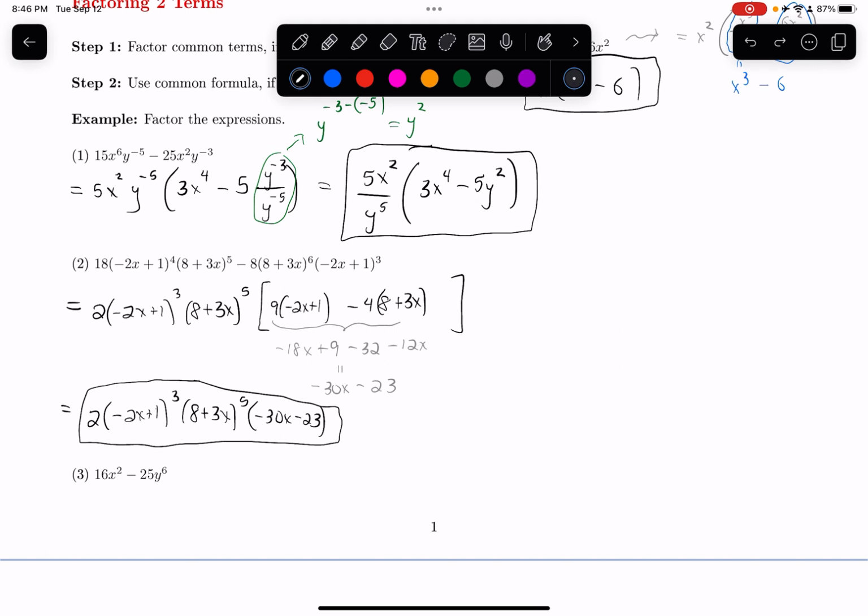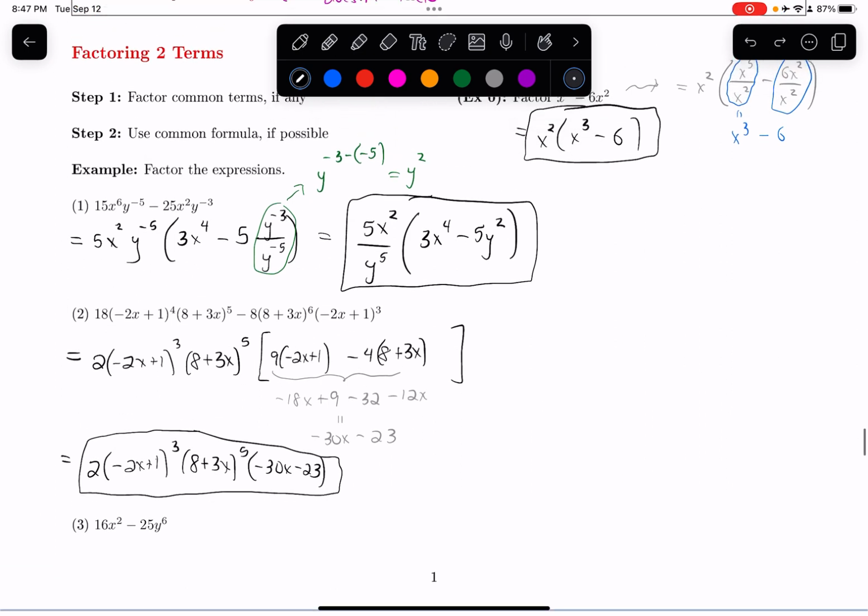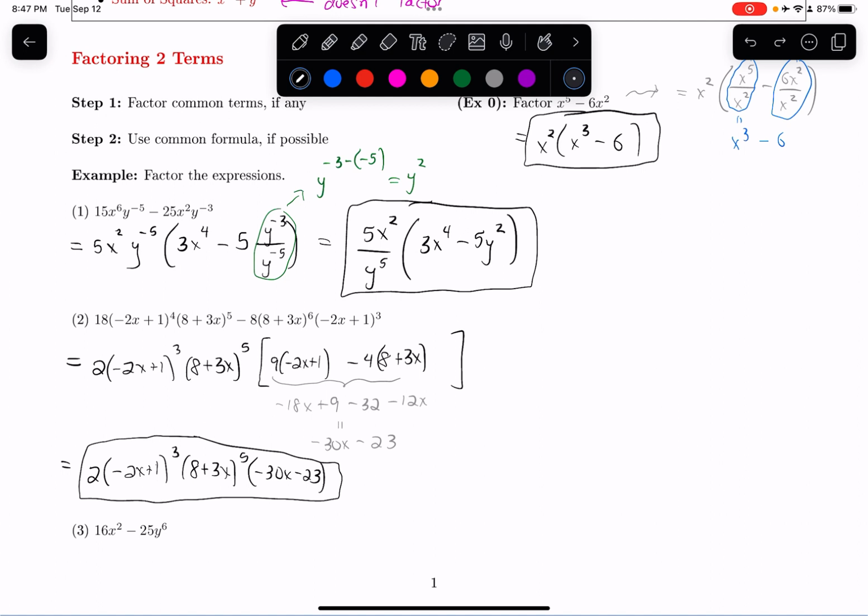Okay, next one, 16x squared minus 25y to the 6. Okay, so which of the formulas seems like... Well, so first I want to ask myself, are there any common terms? Well, with the 16 and the 25, there's nothing common. The first term has some x's, the second one has some y's, but nothing's common there. So no common terms to take out.